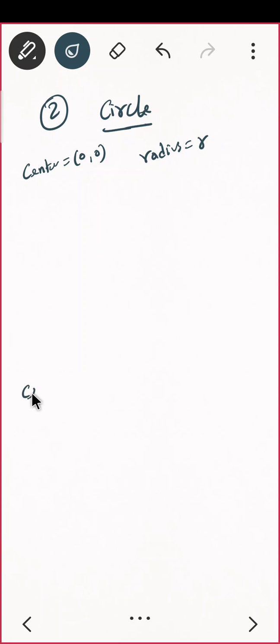The second part is the circle. Can you give me the equation of a circle? Suppose I am telling you the center is 0, 0 and the radius is r. Can you give me the equation? The next question would definitely be the center in general: the center is h comma k and the radius is r.